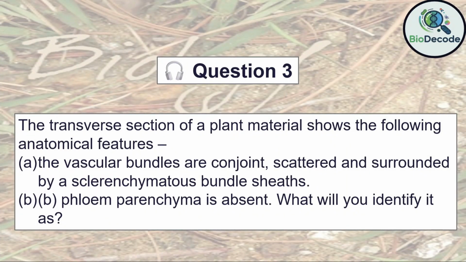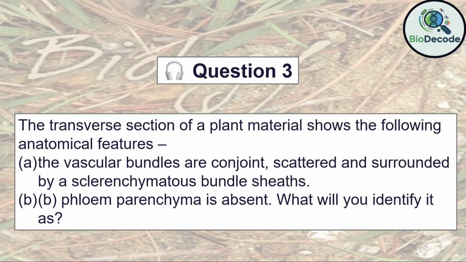The transverse section of a plant material shows the following anatomical features. A. The vascular bundles are conjoint, scattered, and surrounded by sclerenchymatous bundle sheaths. B. Phloem parenchyma is absent. What will you identify it as? Answer. A plant section that shows conjoint, scattered vascular bundles, each surrounded by sclerenchymatous bundle sheaths, and with phloem parenchyma absent, represents a monocot stem.